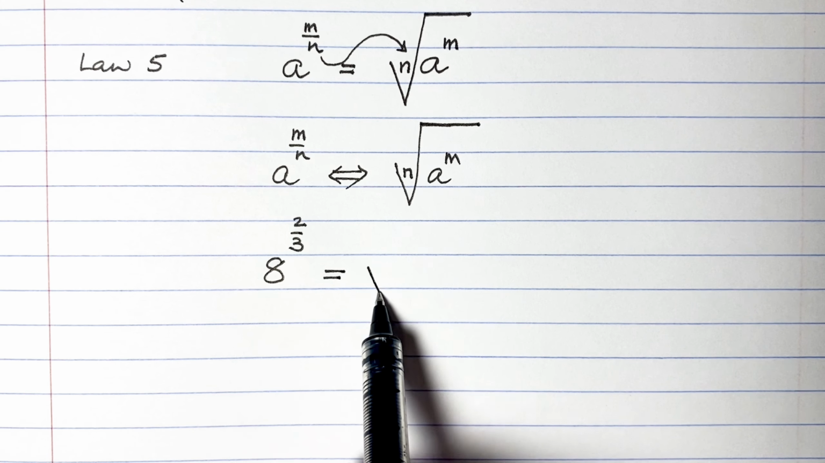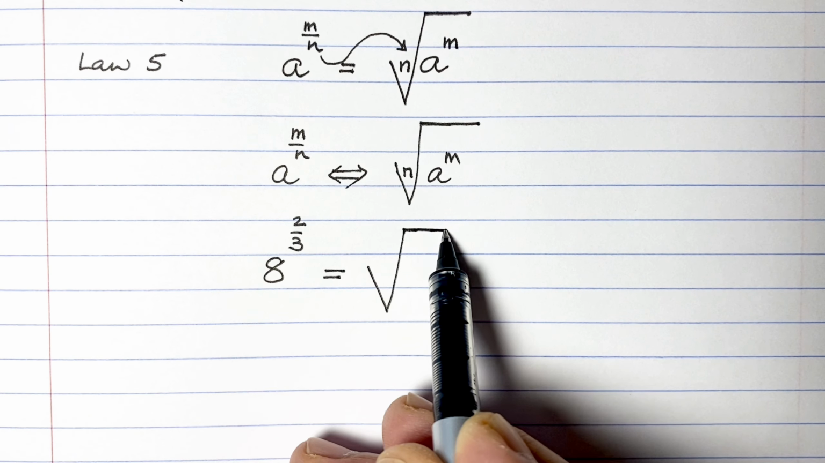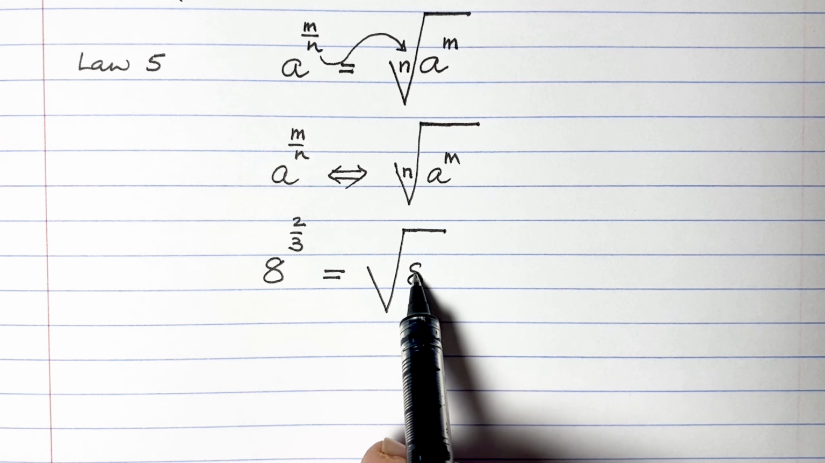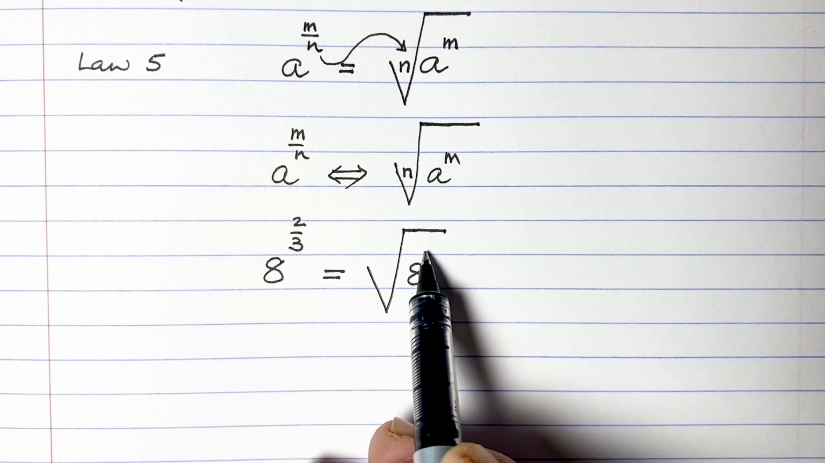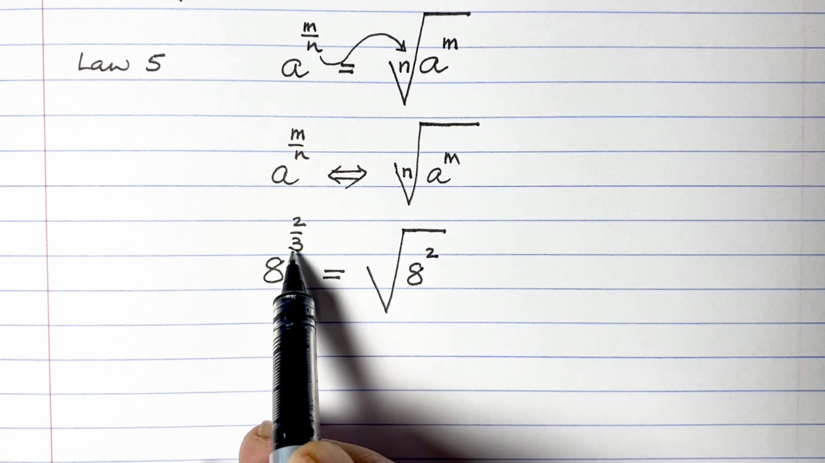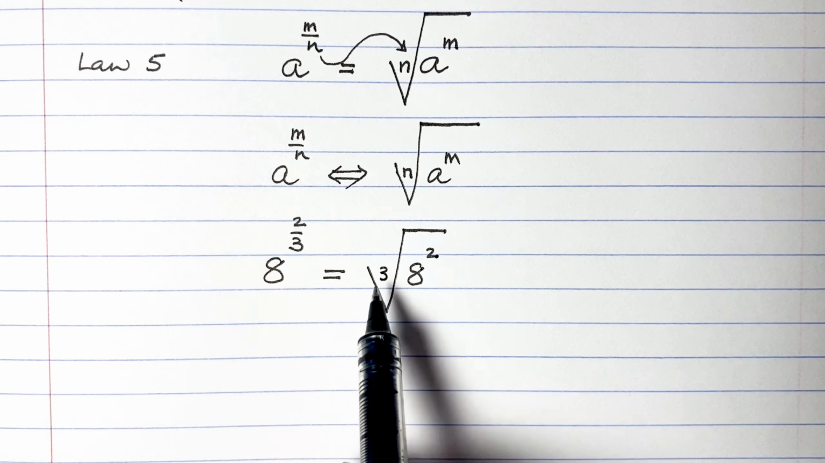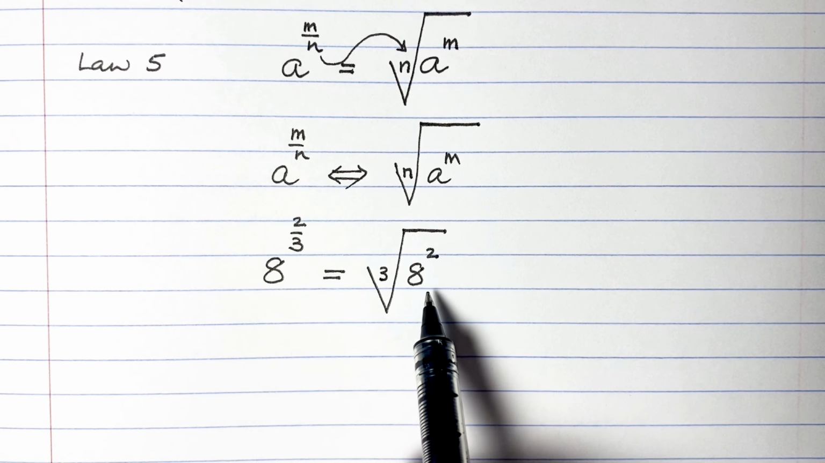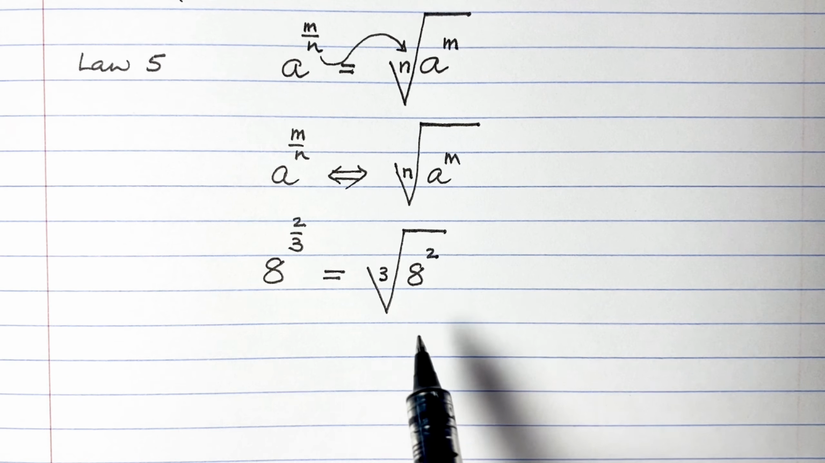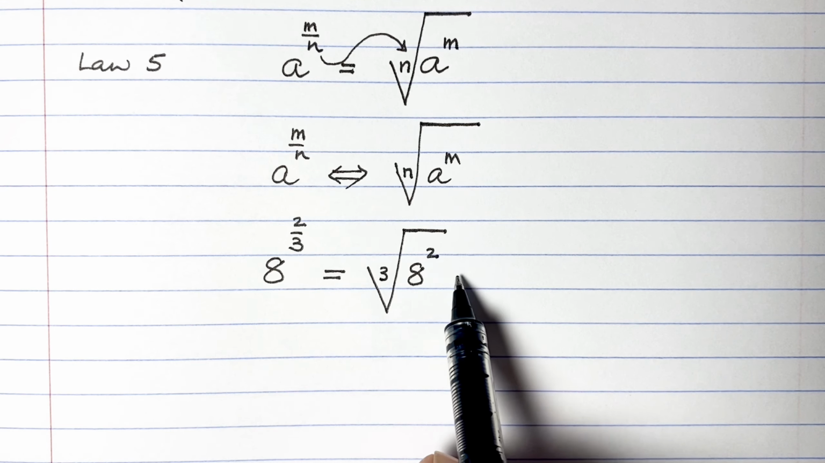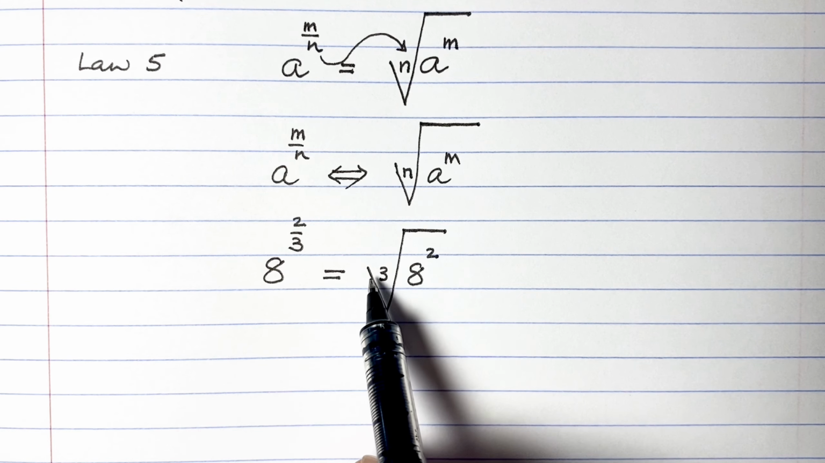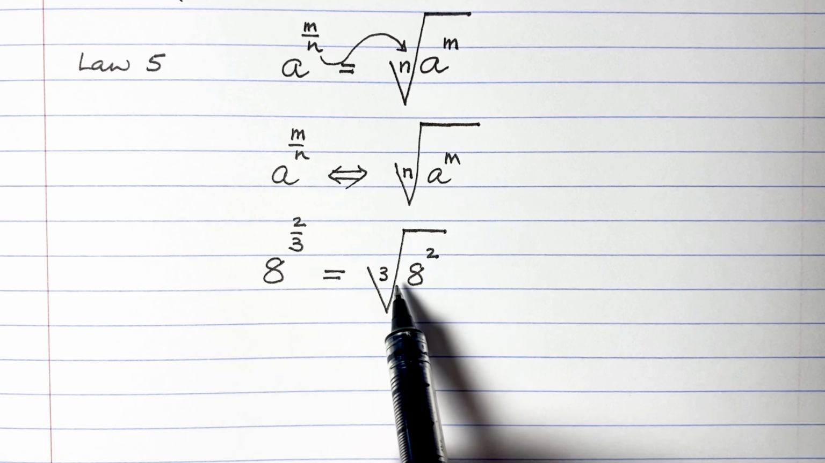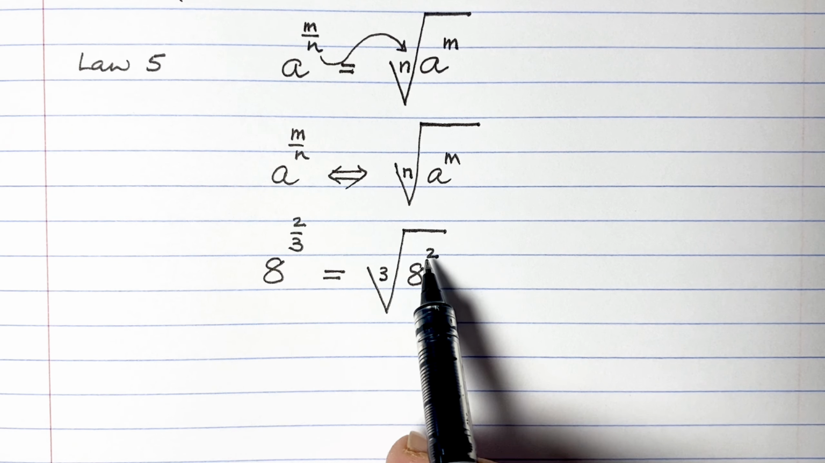It can be written as 8, which is the base, goes inside. 2, the numerator becomes the power, and the denominator drops here. So we know how to write it. How do we calculate? Two ways of doing it. Either you square 8 and find the cube root, or cube root and then you square the answer.